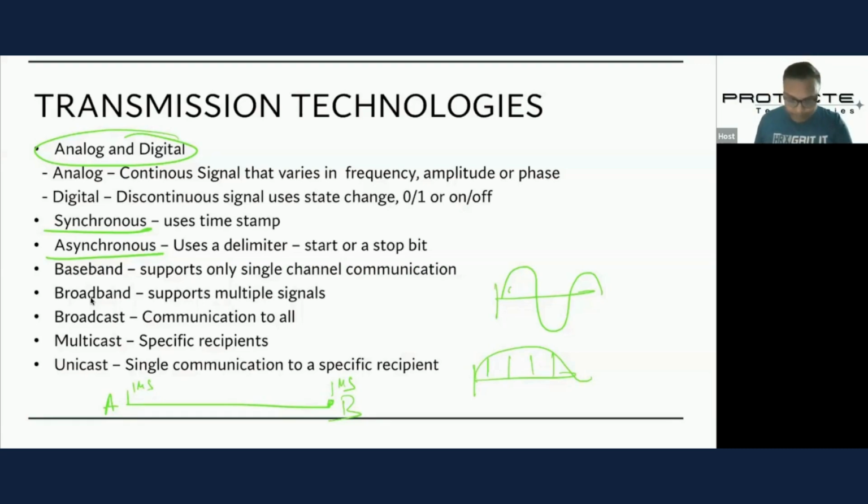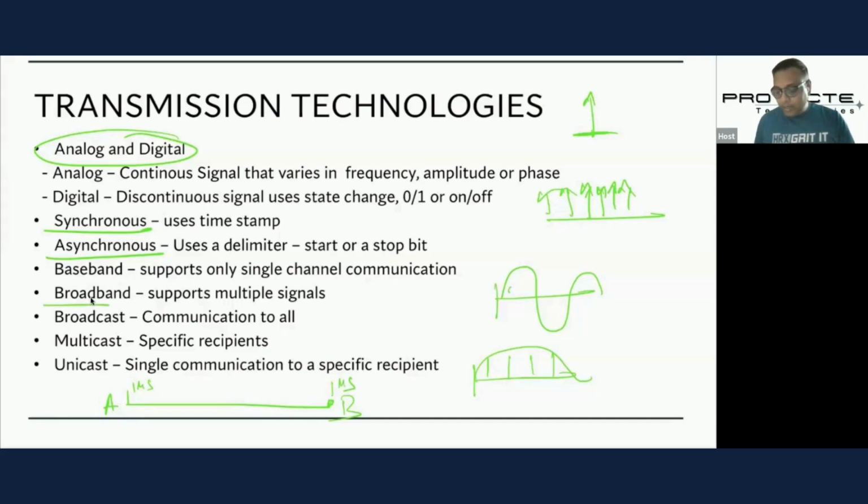Then you have something called baseband and broadband. Baseband signals are signals which transmit only one single frequency. That's why their capability to transmit data is very limited. Whereas broadband signals can transmit a lot of frequencies, and that's why they can carry more data.